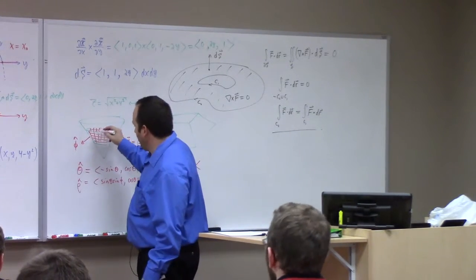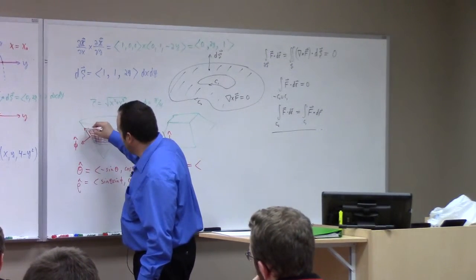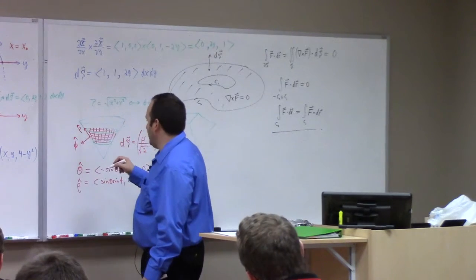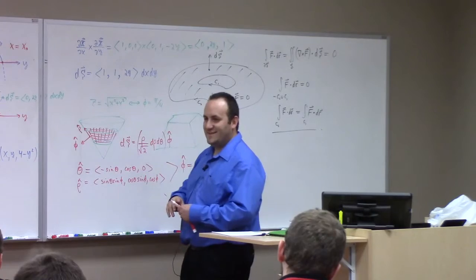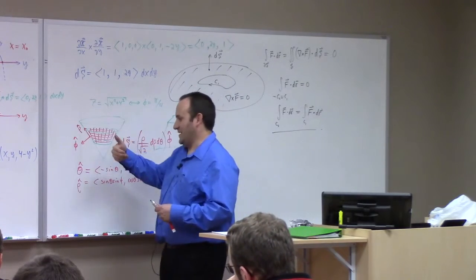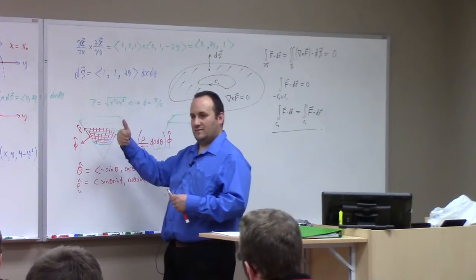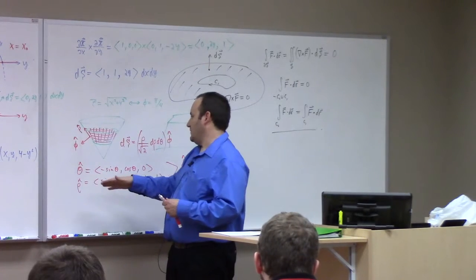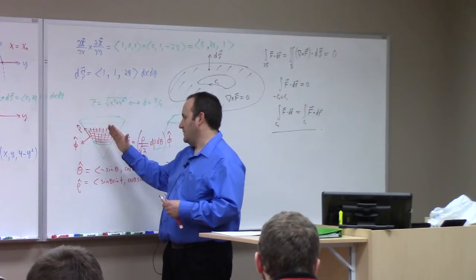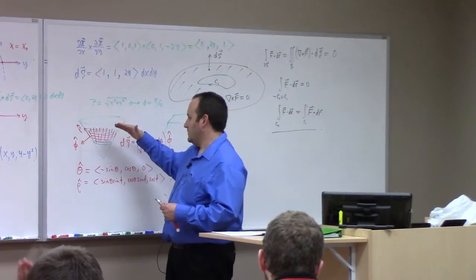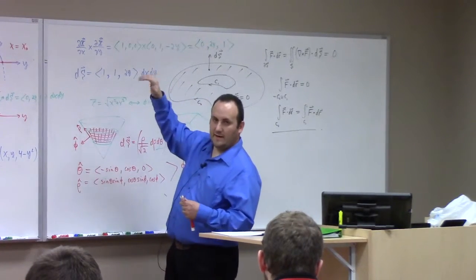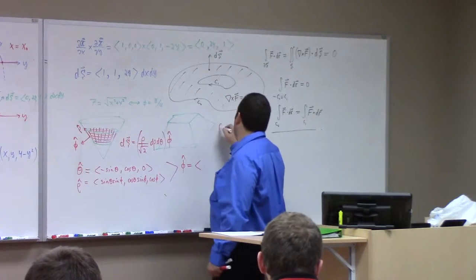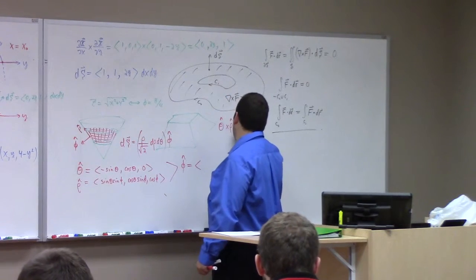So here, rho hat looks like this. And phi hat is mighty difficult. I mean, theta hat's difficult to picture. It's coming out of the board here, right? So let's see here. Phi hat looks like, I think, I need to do theta hat crossed into rho hat. Theta hat cross rho hat should be phi hat.